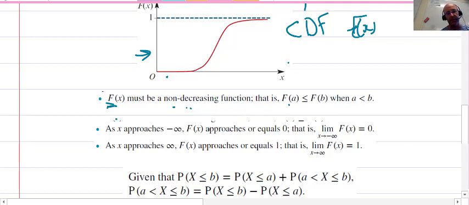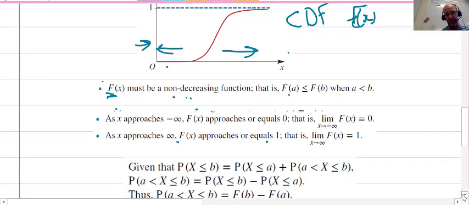As x approaches negative infinity, the CDF approaches 0. The limit as x approaches negative infinity of capital F of x is 0. Vice versa, as x approaches infinity in the positive direction, the CDF, capital F of x, approaches 1. It equals 1 at the limit.